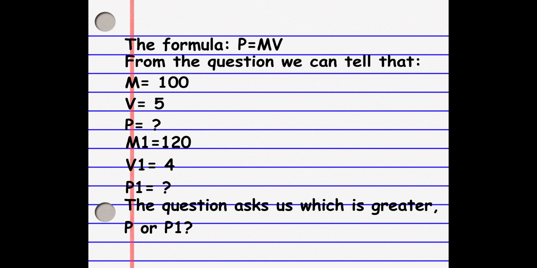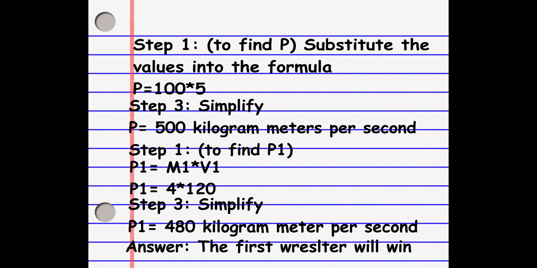From the question, we can tell that the mass of the wrestler is 100 kilometers and his velocity is 5 kilometers per hour. The mass of the second wrestler is 120 kilometers, but he is slightly slower than the first wrestler, as his velocity is 4 kilometers per hour. Step 1. Substitute the values into the formula. By doing that, we get P is equal to 100 times 5.